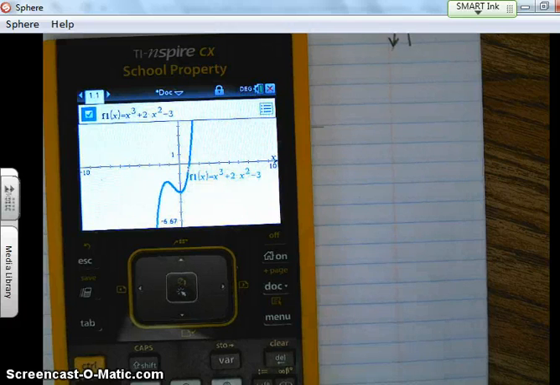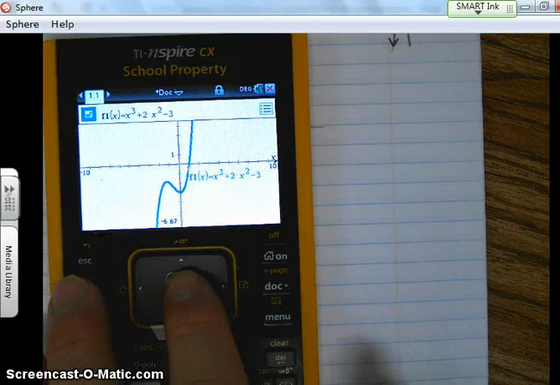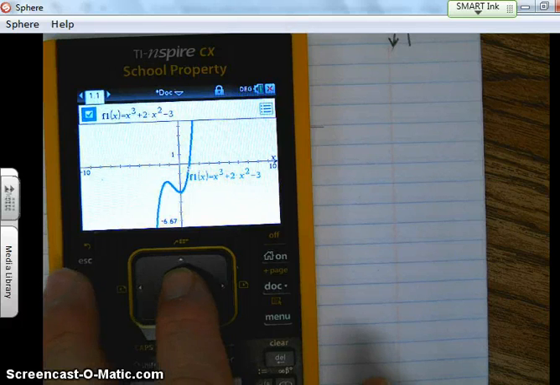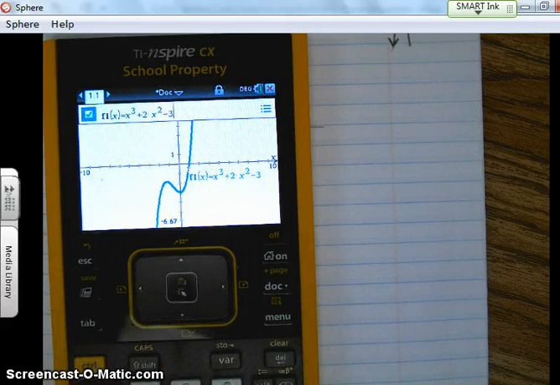Uh-oh. What happened? Okay, so I'm going to double click the center, I believe, and that will let me edit it. So 3x minus 5. I must have accidentally hit enter. Now we're going to press enter.